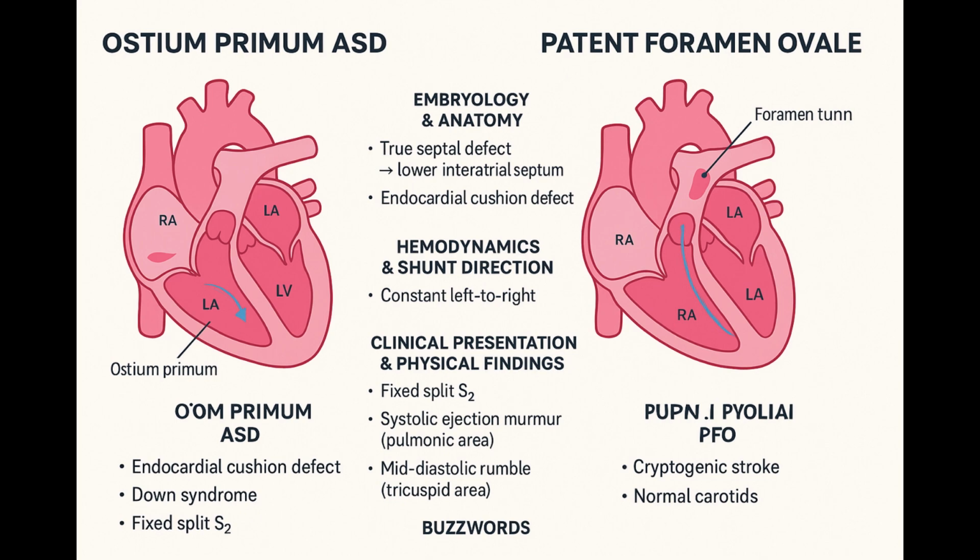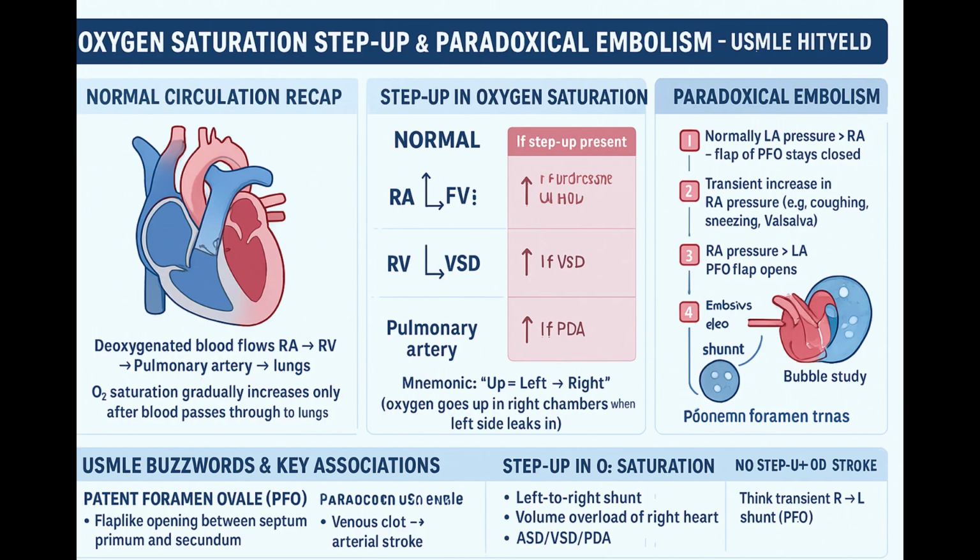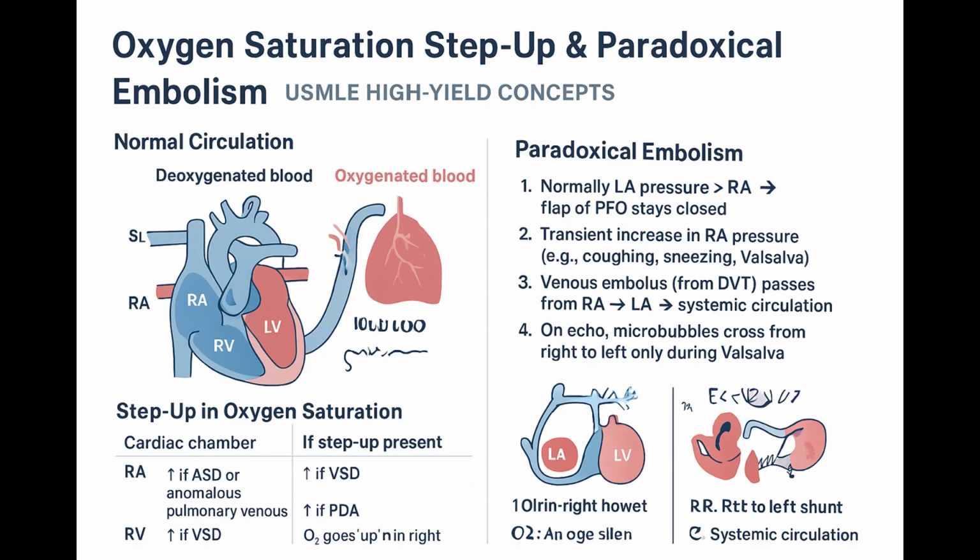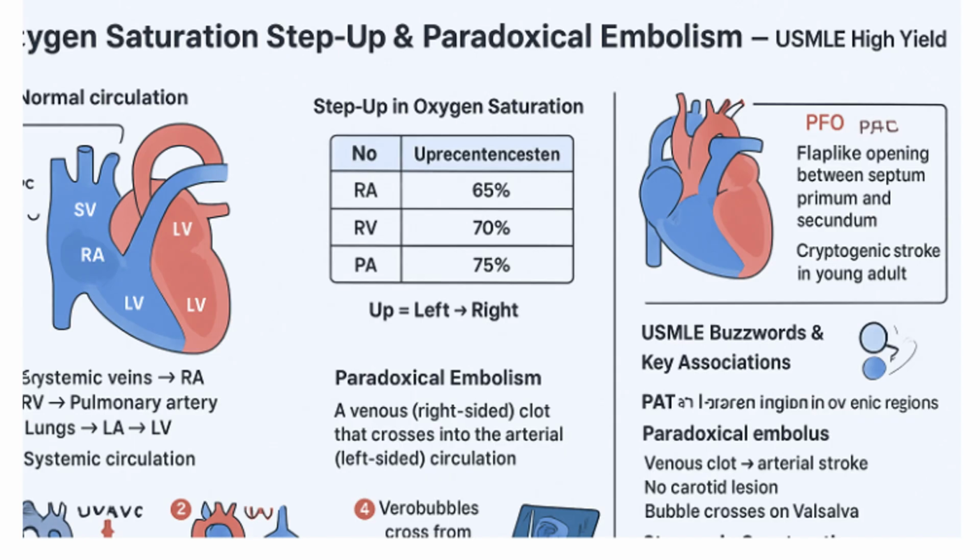And why do we care clinically about that transient R to L shunt? Because of paradoxical embolus. A blood clot from the veins, say a DVT in the leg, can travel to the right atrium, slip through the open PFO during a moment of increased pressure. And go straight into the arterial system. Straight to the brain, causing a stroke. It's a major cause of cryptogenic stroke, especially in younger adults where you don't expect typical stroke risk factors.